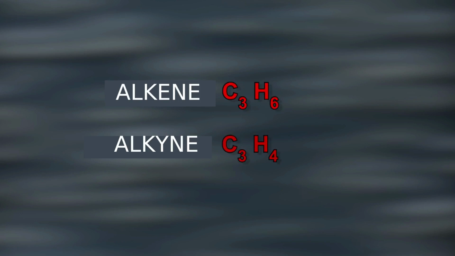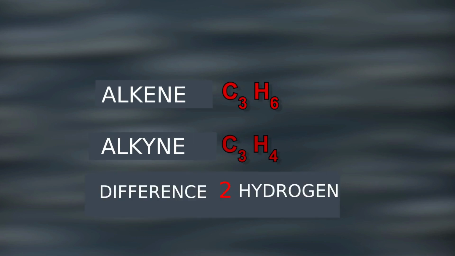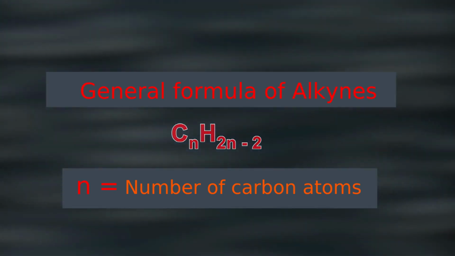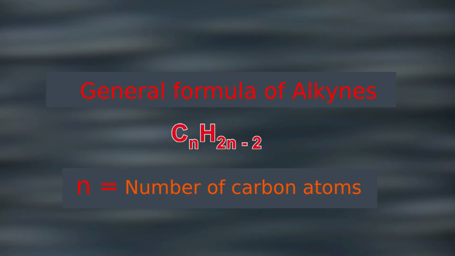Let's come to the general formula of alkynes. For that, let's compare the molecular formula of an alkene and an alkyne having three carbon atoms. In alkenes and alkynes having equal number of carbon atoms, two hydrogen atoms are less in alkynes than in alkenes. Hence, the general formula of alkynes is CnH2n-2. Here, n represents the number of carbon atoms.